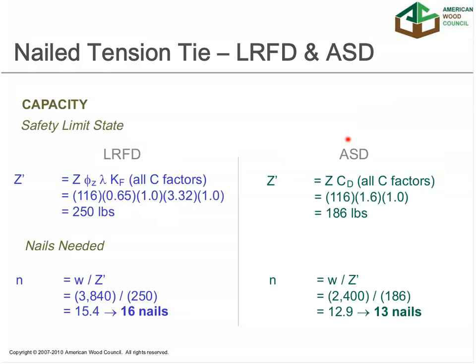So again, tackling ASD first, we're going to have a Z value of 116 times that 1.6 factor times all the others, which are unity, bringing us to 186 pounds, requiring 13 nails. For LRFD, we take that 116 times our phi, a lambda of 0.1, that K sub F factor, and then all the other factors of unity, 250 pounds. In this particular case, LRFD does not give you an advantage over ASD.